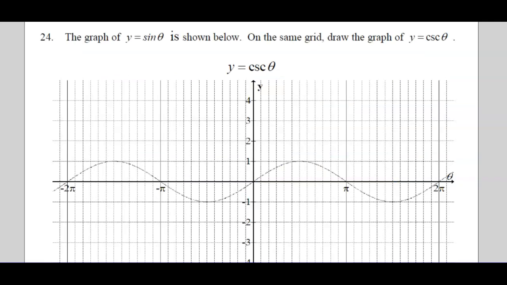Okay, so on the same grid, draw the graph of y equals cosecant theta. So find any invariant points. Notice where they occur. They occur at the maximums and minimums of the original y equals sine theta. Those are invariant. And your asymptotes, with them in green, that's going to go here where the original crosses the theta axis in this case. So I'm going to just use green dotted lines for these asymptotes.